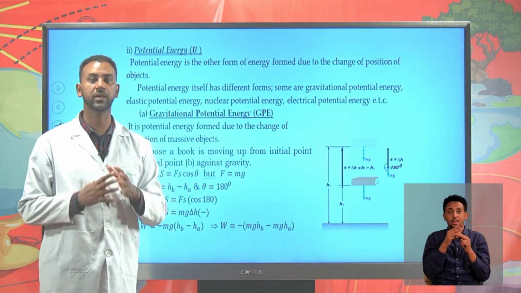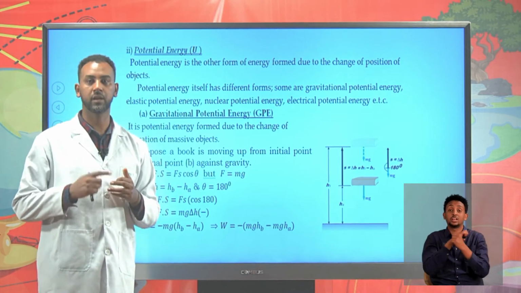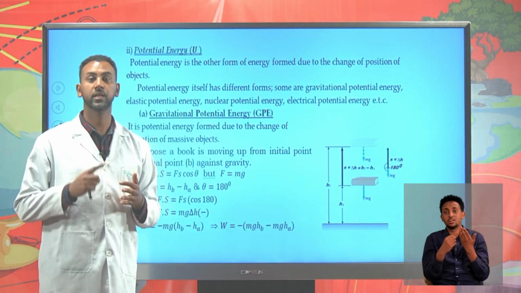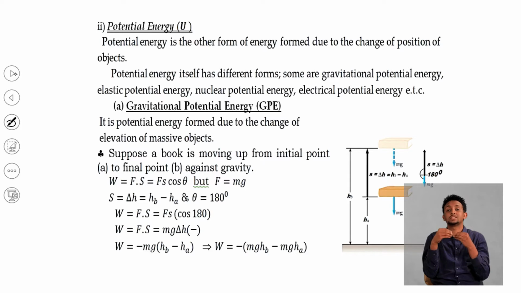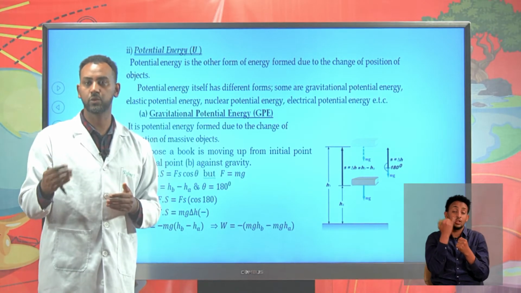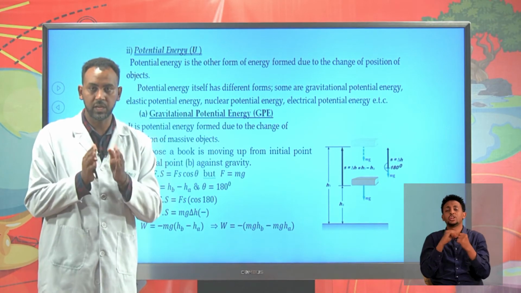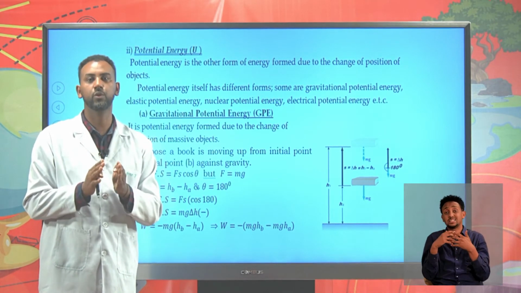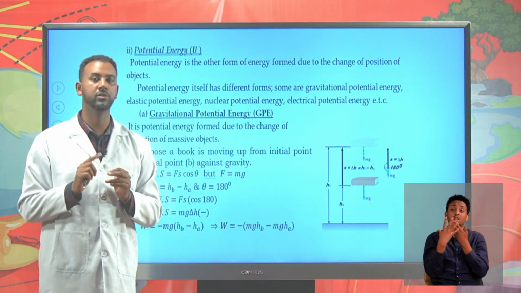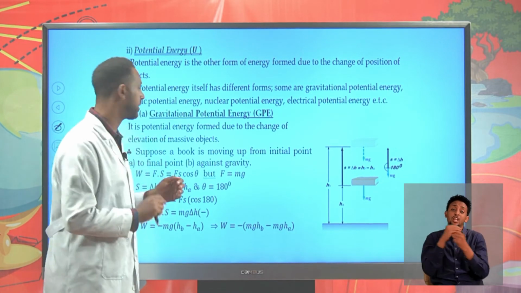Potential energy can be categorized into two: gravitational potential energy and elastic potential energy. Actually, there are different types of potential energy. If you are in electricity, you have electrical potential energy. If you are in the nuclear branch, nuclear potential energy. But under mechanics, we mainly focus on gravitational potential energy and elastic potential energy.